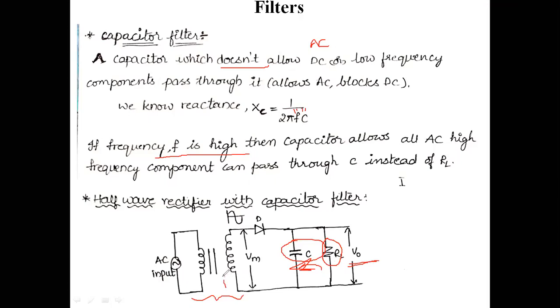Construction part is transformer, diode D, load resistance RL. When capacitor C is placed before the load resistance, from load resistance RL I am going to acquire the output voltage V0 here. Step down transformer, diode D, load resistance RL, capacitor C.